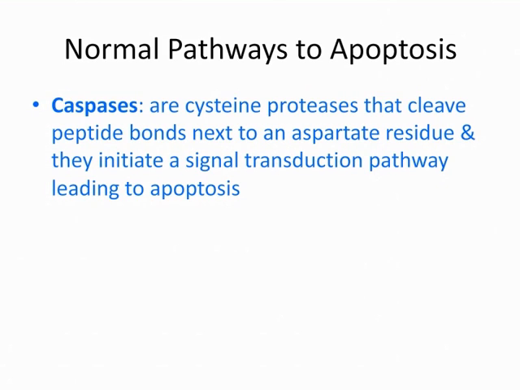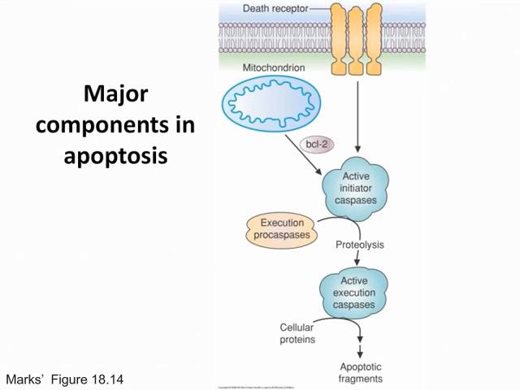So one of the pathways to apoptosis is caspases, which are proteases that cleave peptide bonds and initiate a signal transduction pathway that leads to apoptosis. In the previous slide, we talked about caspases briefly. There are 2 pathways that can lead to apoptosis using caspases. One is the death-receptor pathway, and the other is the mitochondrial integrity pathway. We're going to talk about both of these in a few slides coming up.